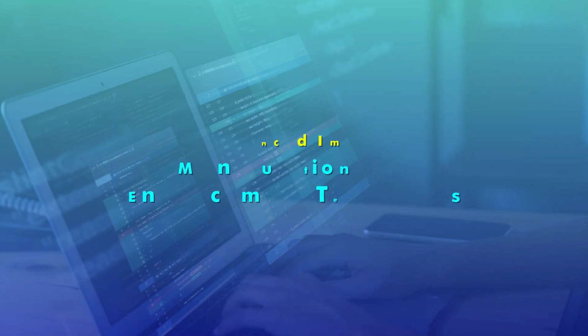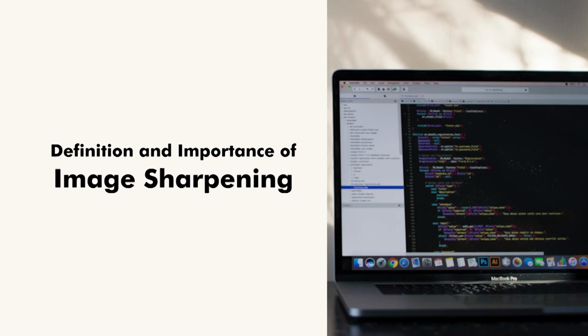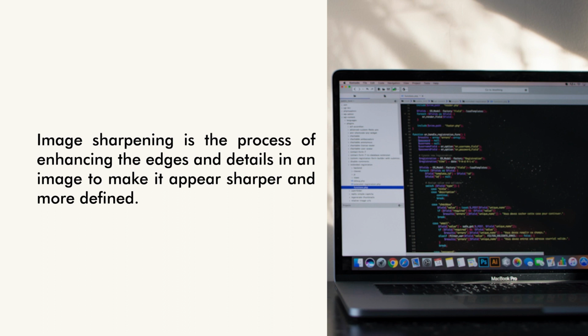So let's begin with the detailed understanding of today's lecture on advanced image manipulation and enhancement techniques. Starting with image sharpening, in this we should learn the importance of image sharpening, techniques for sharpening images, and understanding edge enhancement. So what is image sharpening? Image sharpening is the process of enhancing the edges and details in an image to make it appear sharper and more defined. It is an important aspect of image processing and is often used in photography and computer vision applications.